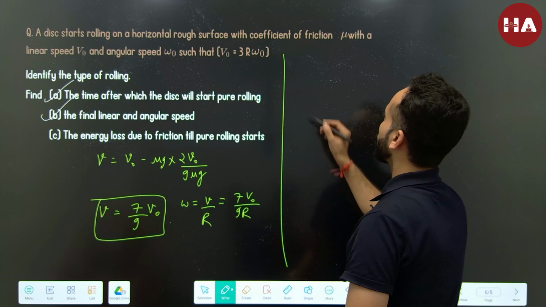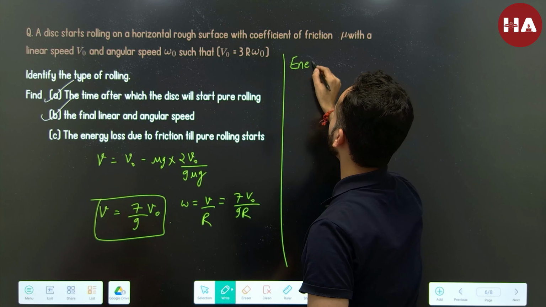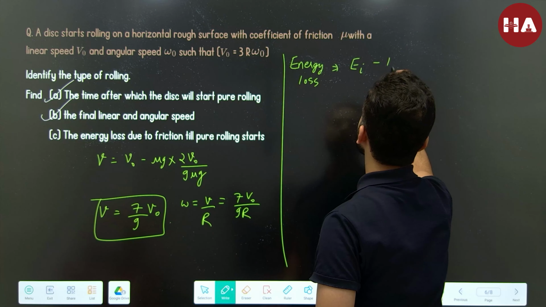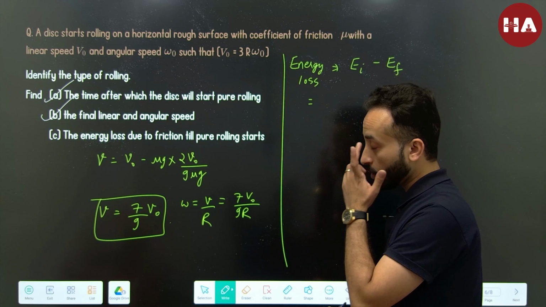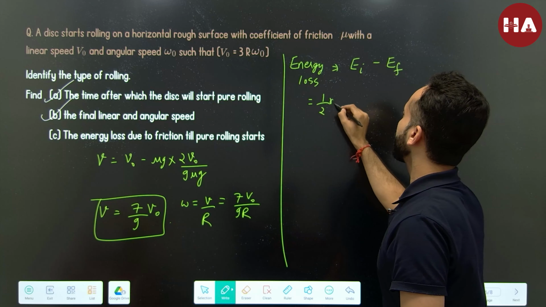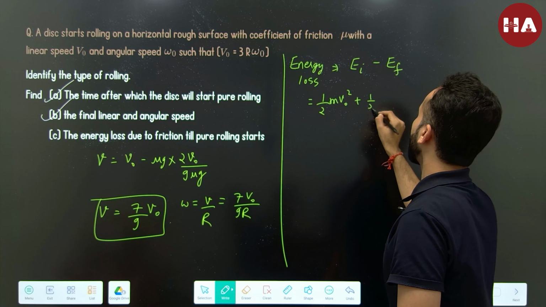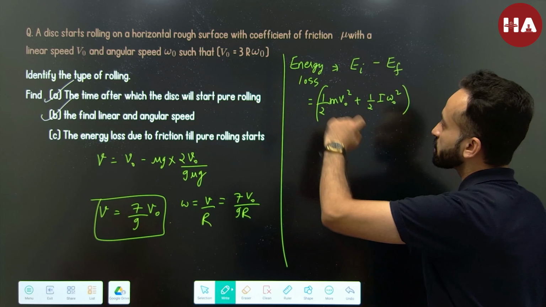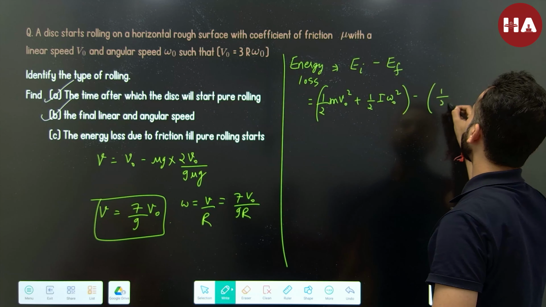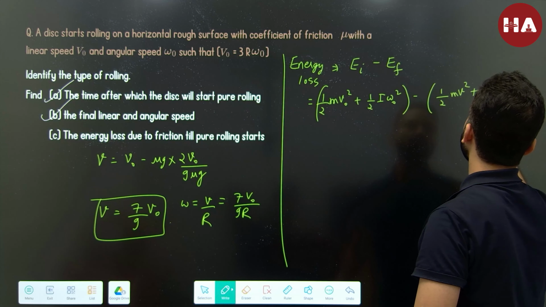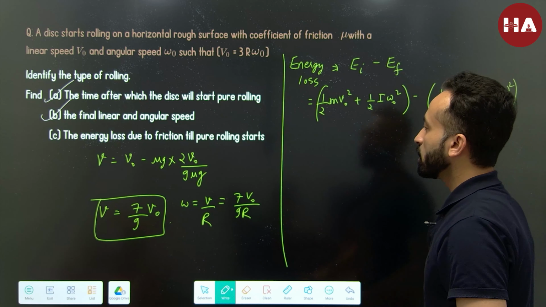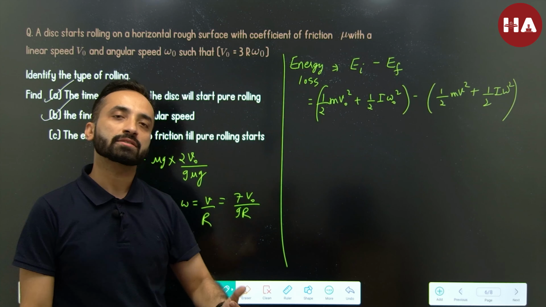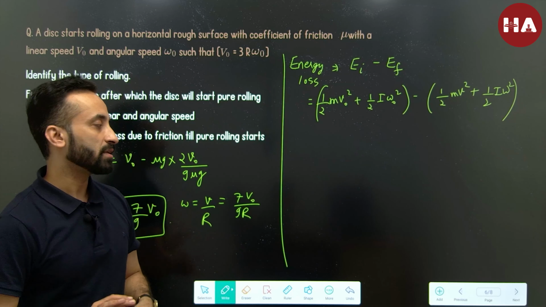Alright, energy loss. All I have to do is take E initial minus E final. What is E initial? Of course, half m V naught square plus half I omega naught square, where I is mr square by 2 since it's a disk, minus half mv square plus half I omega square. So, you can plug in the values. I'm not solving it. It's just to give you an idea that the question can also ask about the energy loss.